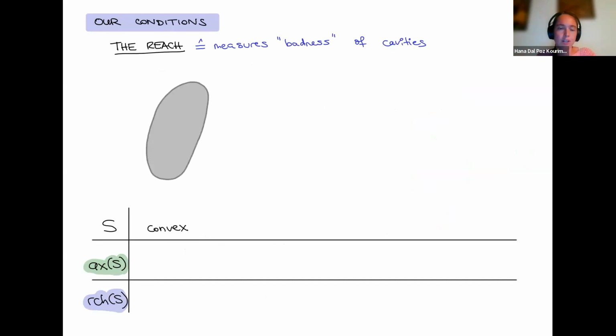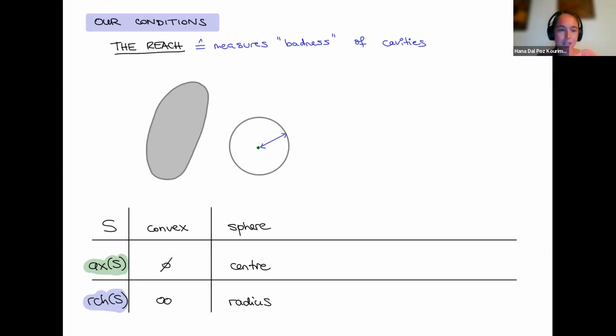So our first example is any convex set. Those are the nicest sets. Somehow the bigger the reach, the nicer the set. Convex sets have no medial axis, and thus the reach is infinity. The second example is a sphere, or a circle in my case. That's second best, I would say. The medial axis of the sphere is the center of the sphere, and thus the reach equals the radius of the sphere.